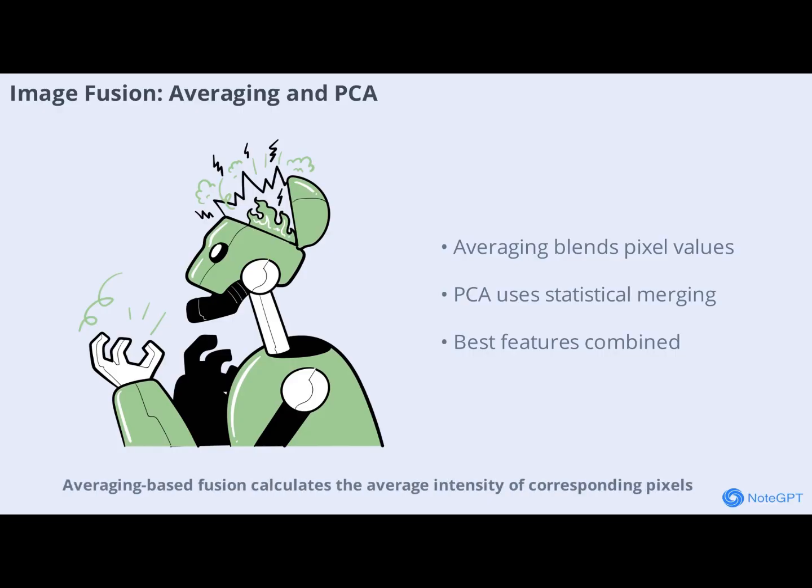Image fusion combines information from multiple processed images to create a single, more informative output. Averaging-based fusion calculates the average intensity of corresponding pixels, while PCA-based fusion uses statistical methods to merge images based on their principal components. These techniques ensure that the final image retains the best features from each input, resulting in enhanced clarity, contrast, and color accuracy.